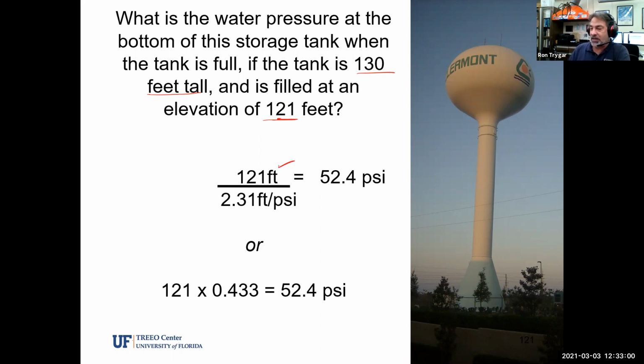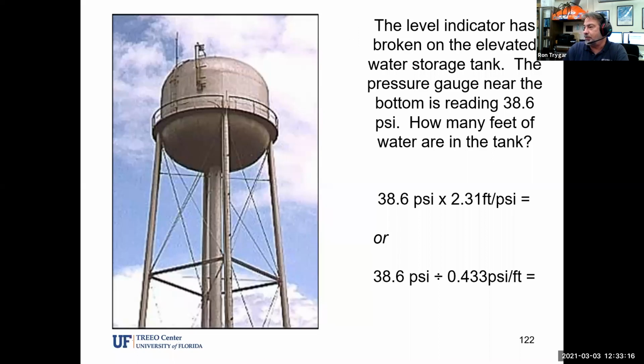So there's a couple ways you can calculate this out. And I think I have some examples here that we're going to work out, but you can work this out several different ways. This is feet and this is feet, and 0.433 is PSI per 1 foot of water elevation. So we have an example here. It says the level indicator has broken on an elevated water storage tank, and now we have a pressure gauge reading showing 38.6 PSI. So in this particular case, we're saying that the level indicator is not working, the level indicator being right here.